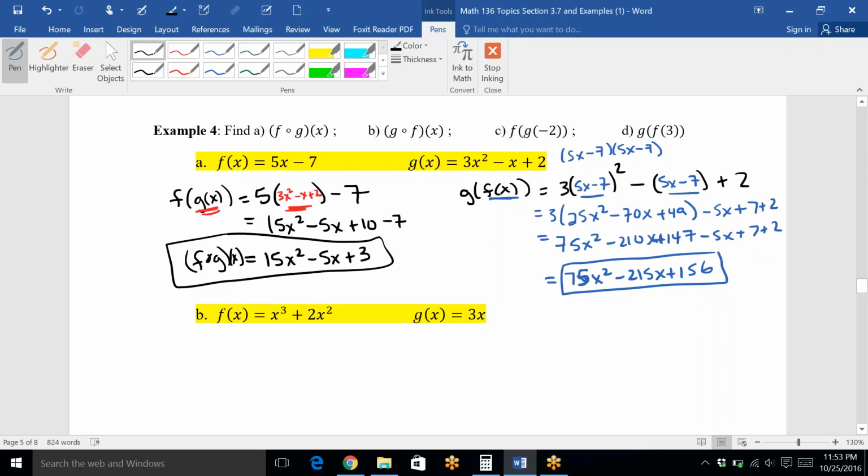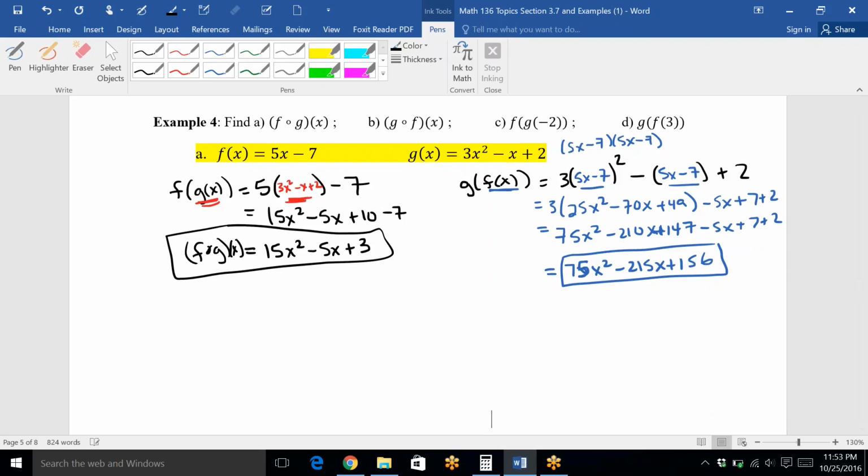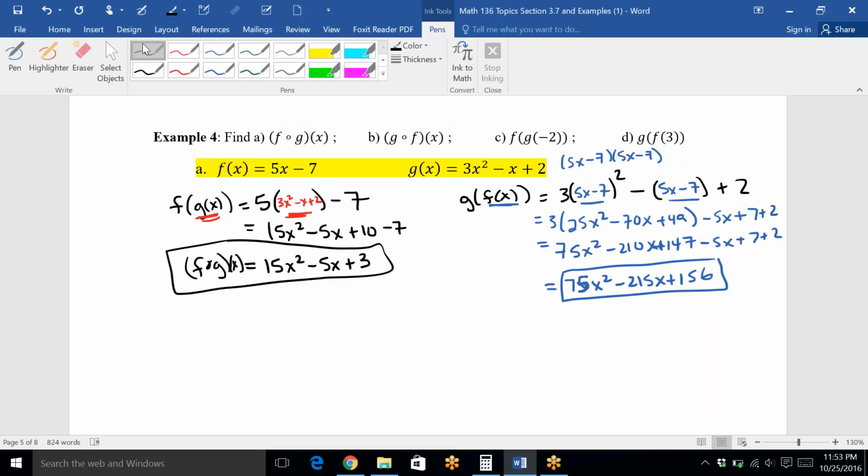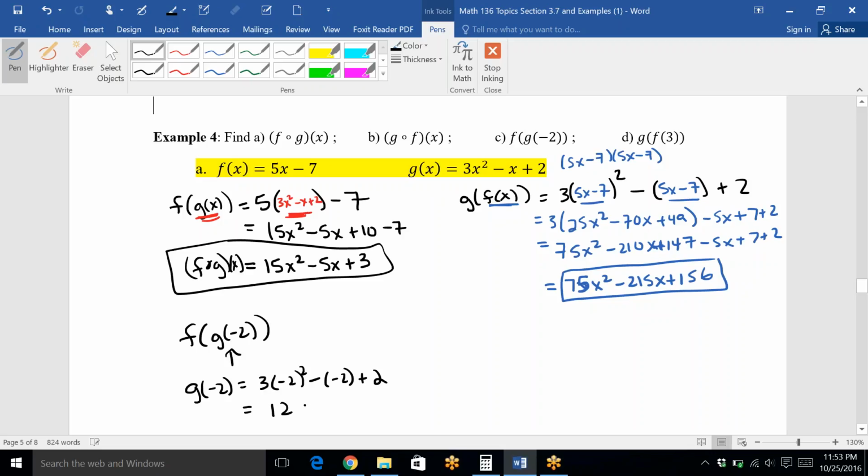So I'm actually going to create some space so that I can do this. So f of g of negative 2. First of all, you need to do g of negative 2, using the g function. We do g of negative 2 equals 3 times negative 2 squared minus negative 2 plus 2. That would be a 4 times a 3, so that's 12, plus 2 plus 2, so that's 16. And then we do f of 16 into the f function, so that'd be 5 times 16 minus 7, which is 80 minus 7, or 73.